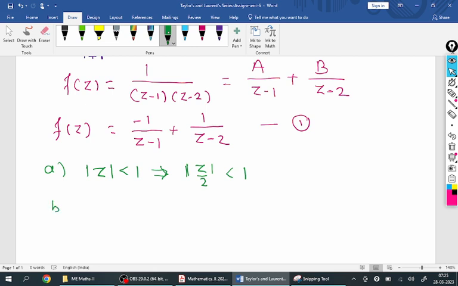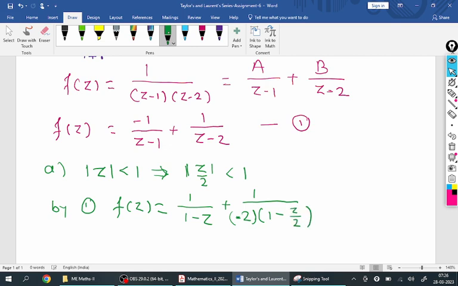Therefore, this indicates what should be the common factor. F of z can be written as, from the first term, we take minus 1 common, so we get 1 upon 1 minus z. And from the second term, we take minus 2 as common, so 1 minus z by 2. Remember, the best part that has happened is that it is now in the form of 1 upon 1 minus r, where mod of r is less than 1.